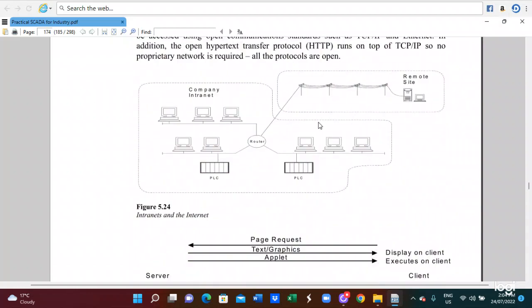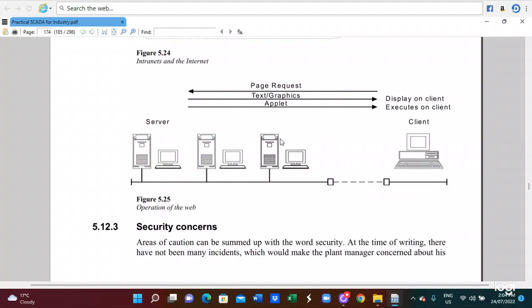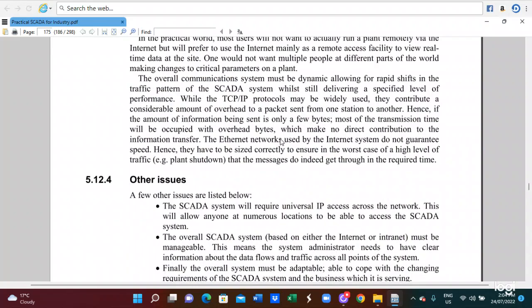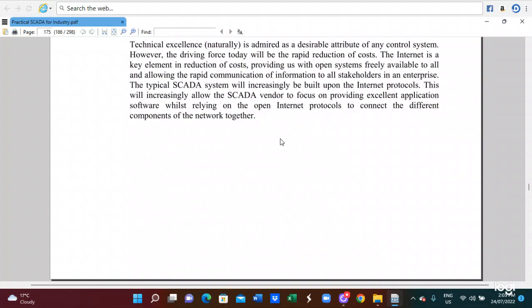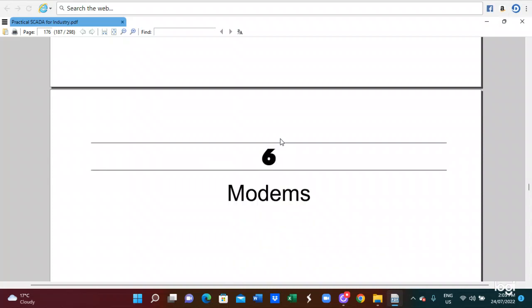So this is the arrangement of the SCADA router in the internet system. This is a computer and internet router connected to the line and connected to the remote site. So this is the arrangement of SCADA. In this case, we are using the internet to control the remote site by using the computer system. Security concerns also need to be aware of, and other separate issues. So for this component, we are looking at SCADA.